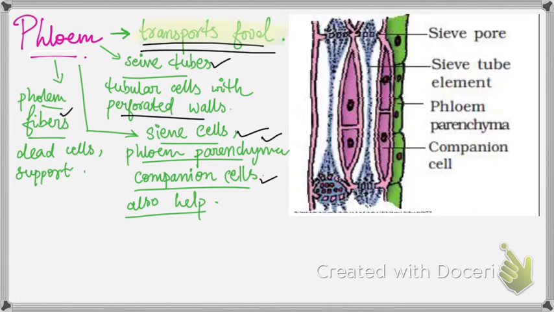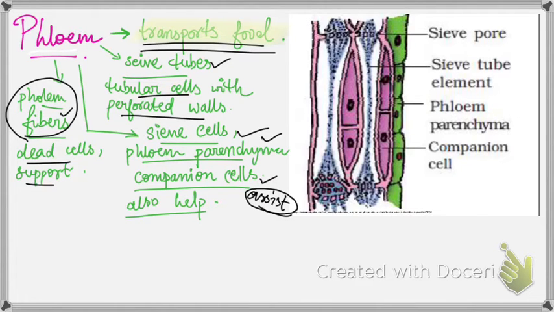Phloem fibers are dead cells, and all the other cells in phloem tissue are living cells except these phloem fibers. Companion cells generally help or assist the other cells in the phloem. Phloem parenchyma also stores food, and sieve cells also help them in some way.